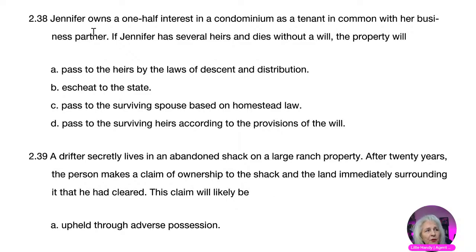All right, 38. Jennifer owns a 1/2 interest, 50%, in a condominium as a tenant in common with her business partner. So she owns 50% as tenant in common because she has a business partner. Jennifer has several heirs and dies without a will. The property will what? A, pass to the heirs by law of descent and distribution. B, escheat to the state. C, pass to the surviving spouse based on homestead law. Or D, pass to the surviving heirs according to the provisions of the will.